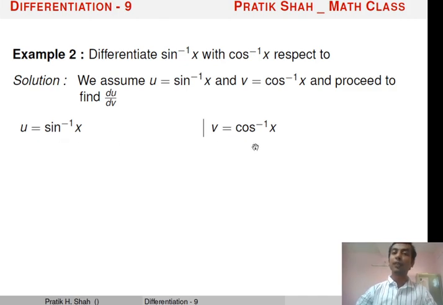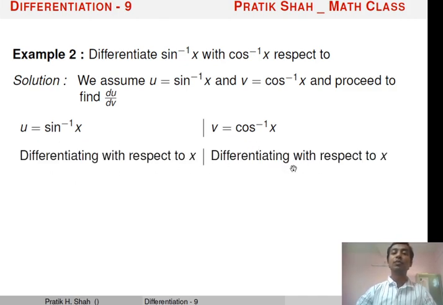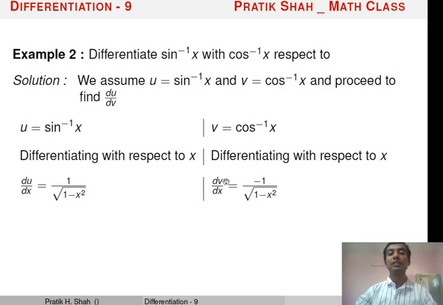Both are functions of x, so we differentiate both with respect to x. Here differentiation of u with respect to x is du by dx, and we know that differentiation of sine inverse x is 1 upon root of 1 minus x square, that we have seen in the formulas for derivatives of different functions. Similarly, differentiation of v is dv by dx and differentiation of cos inverse x is minus 1 upon under root 1 minus x square.